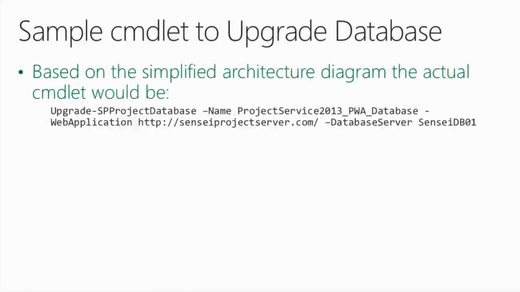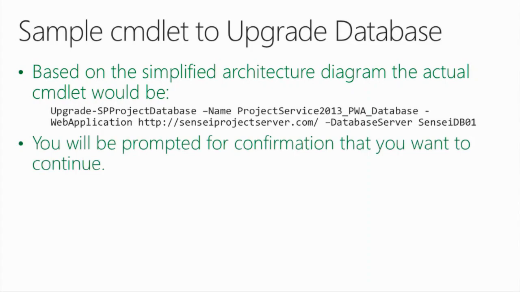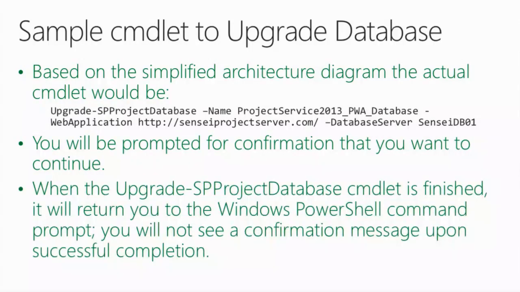This is what that sample commandlet looks like based upon our simplified architecture. That's exactly how you'd specify it. You'll notice you've got that verb-noun format separated by a dash at the beginning, then a space, and then the other parameters after it: the required ones and the name of the required parameter. After you enter that and hit enter at your command prompt, you're going to be prompted if you want to continue. When it's finished, it'll return you to PowerShell. You don't see any confirmation on this one either when you get done.